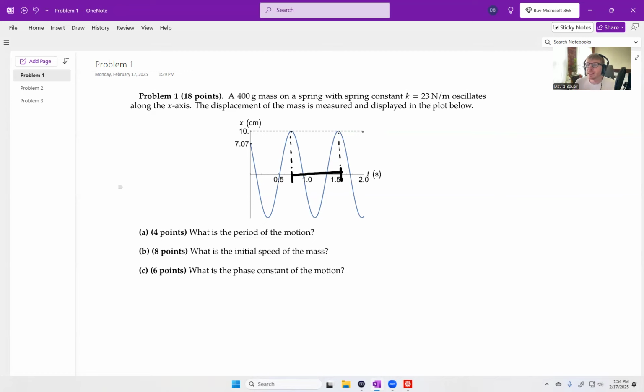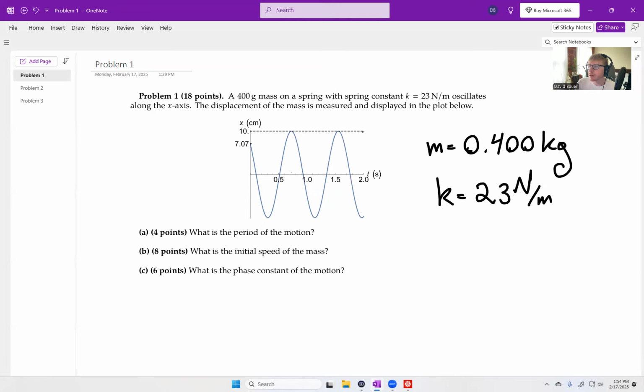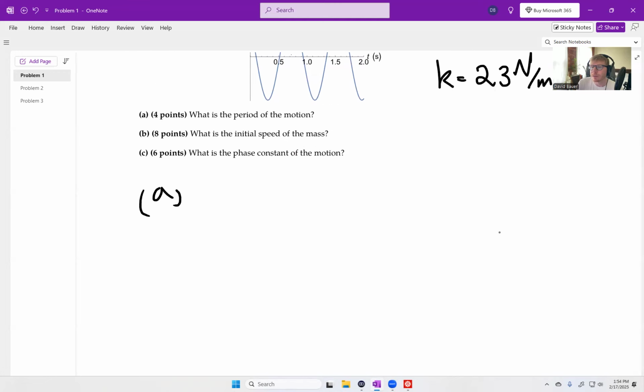Okay. So my intent here is for you to say, okay, we have the mass and we have the spring constant. So the mass is 400 grams, and k is 23 newtons per meter. And that's all we need to calculate the period, right? From these, we can get the angular frequency, and we know how to get the period from the angular frequency, right?